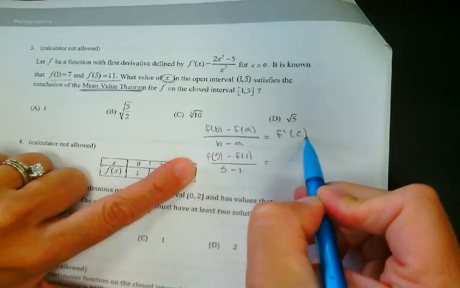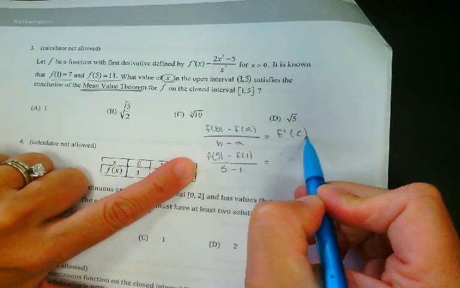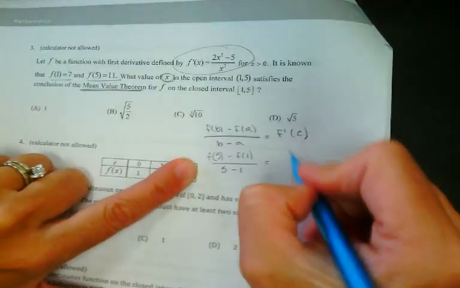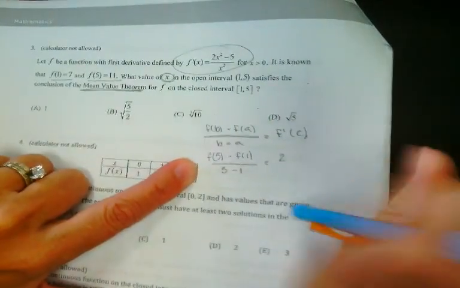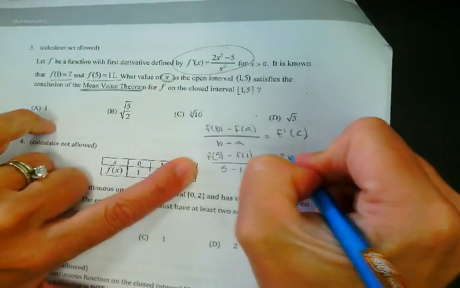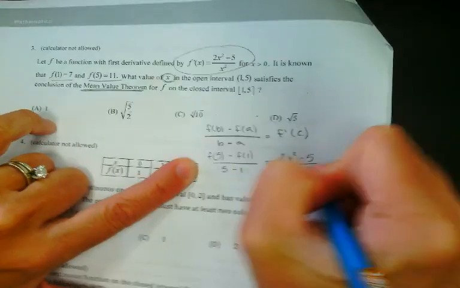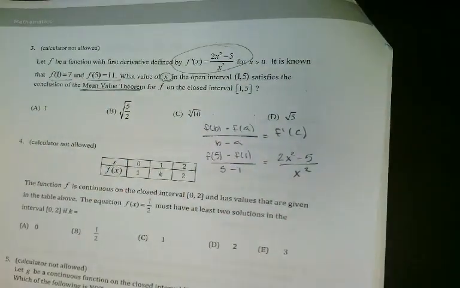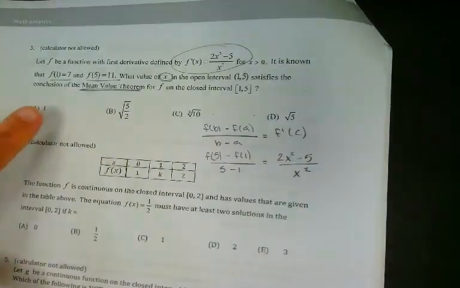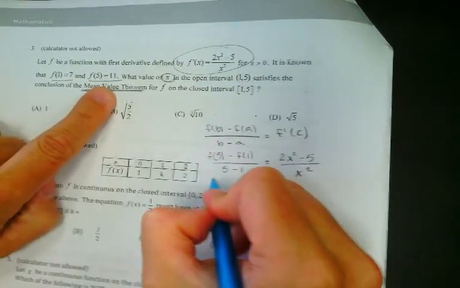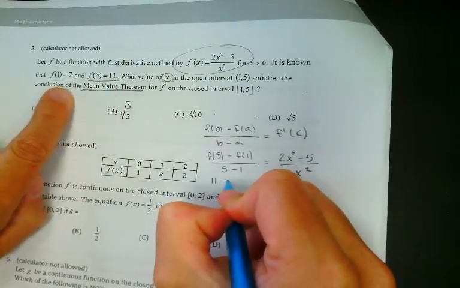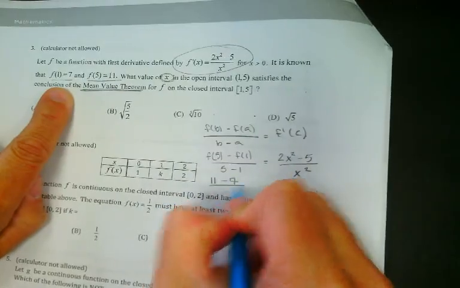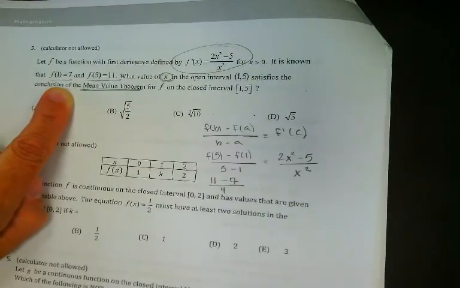Do I have to do anything or did they give it to me? They literally gave it to you. You're just plugging in f prime at this point. Usually you would take the derivative, but they were nice enough to just give it to you. And they were actually really nice to give you all these values. f of 5 is just 11 minus f of 1 all over 5 minus 1.